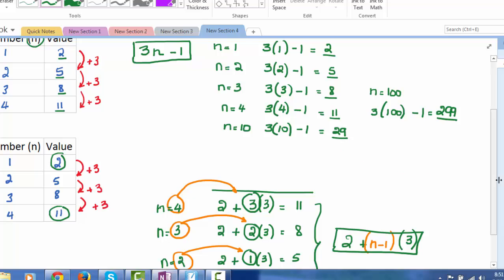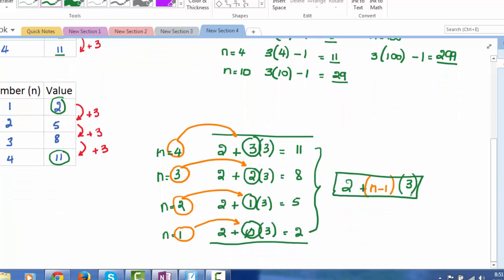Let's check this one. Will this algebraic expression give me the right answer for n equal 10? We know that for n equal 10, the value is 29, so let's check it. So 2 plus 10 minus 1 times 3. 10 minus 1 is 9. 9 times 3 is 27. 27 plus 2 is 29. Wow! It gave me the right answer.